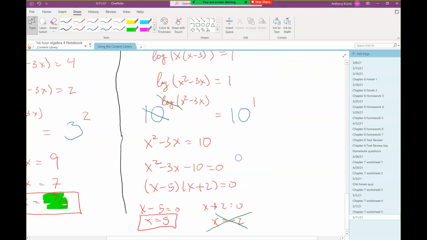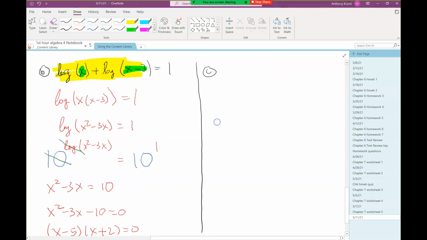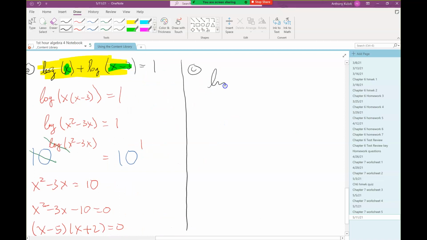I think one more situation that I want to talk about here, and then we'll be done with this idea for today. Let's say that we have the natural log of x plus 5 equals the natural log of x minus 7. What's different about this problem than the previous problem?